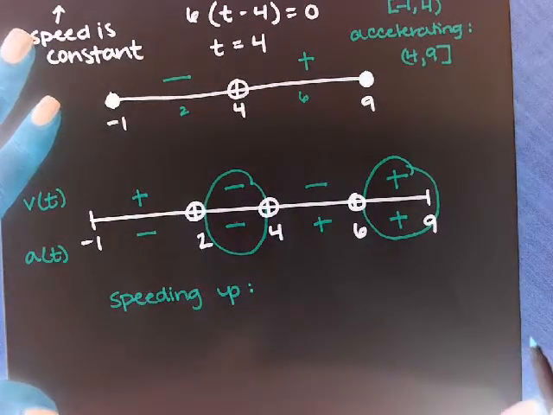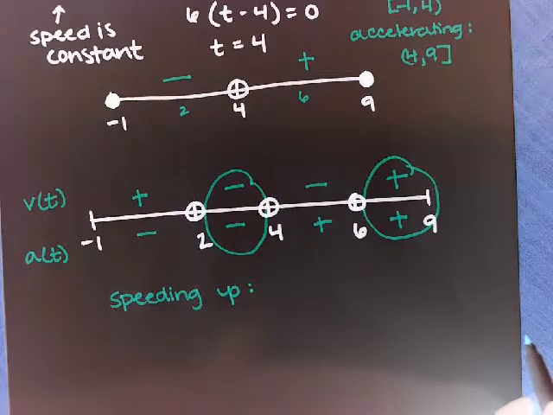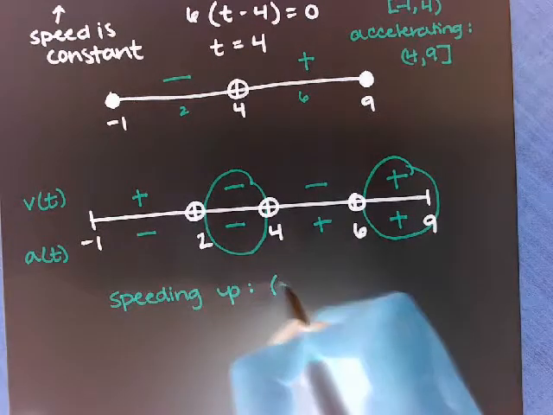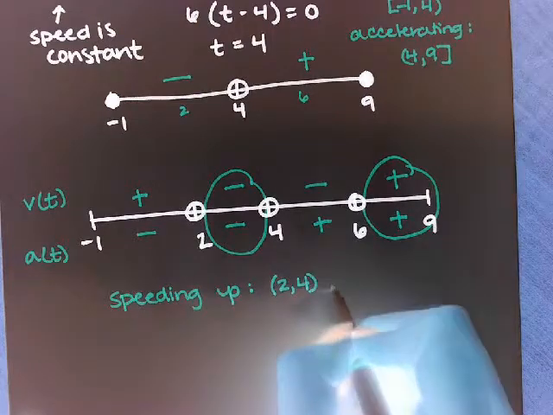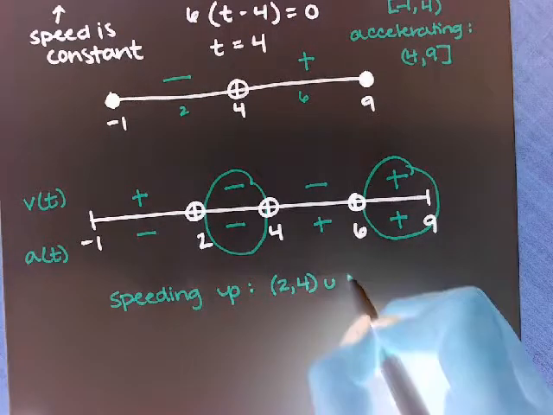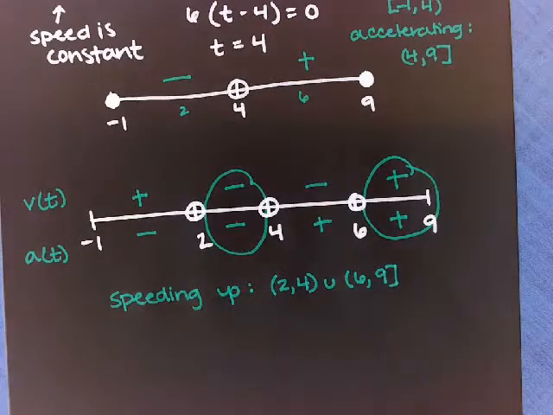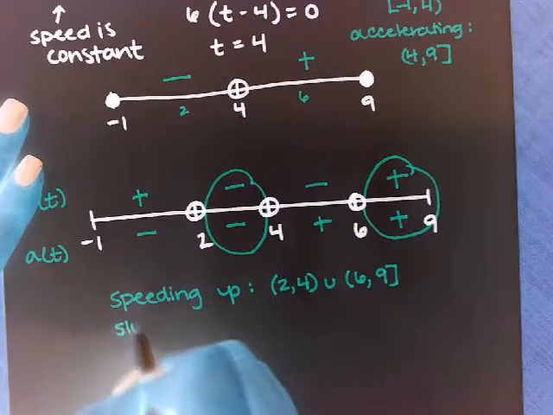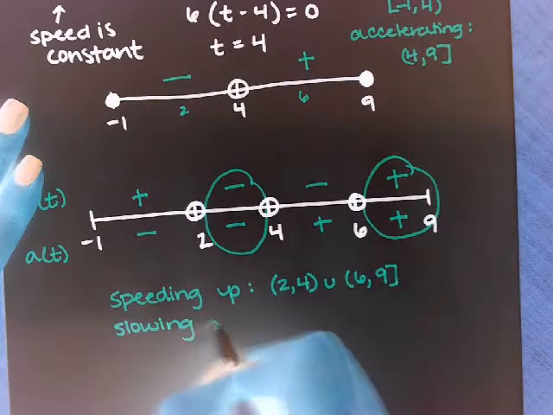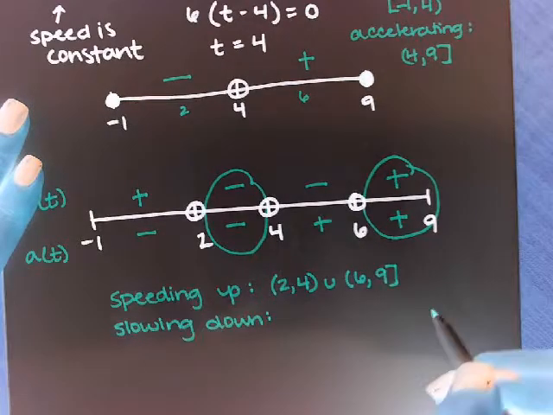So what should I write for speeding up? Well, parentheses 2, 4. Yep. Parentheses union, parentheses 6, 9 bracket. Yes. Okay. And then for slowing down, what should we put?